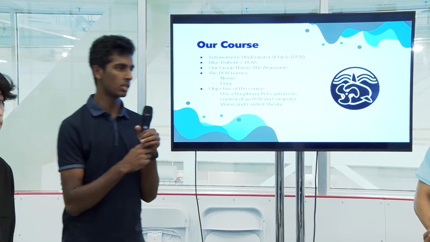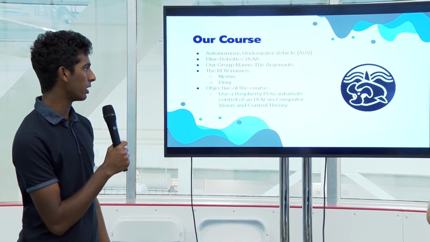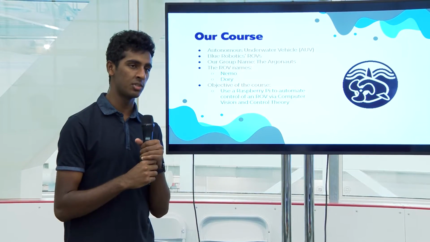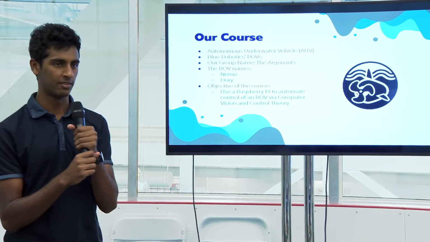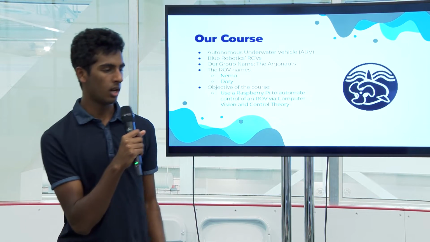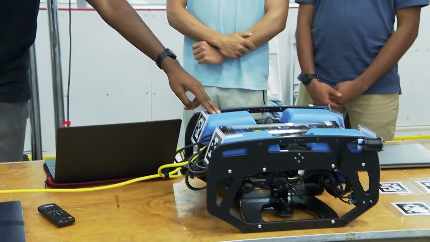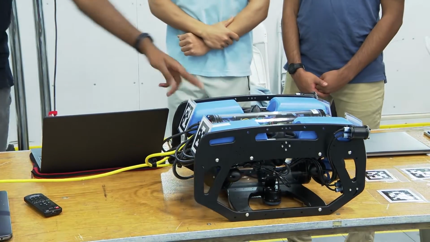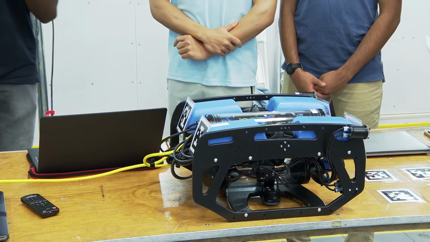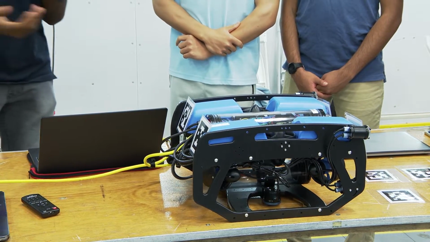Okay, so now I want to talk a little bit about our course and what we went through. We're the Argonauts, and our ROVs, we love our ROVs. They're Nemo and Dory. They're very dear to us. The objective of this course was to eventually, these are all ROVs right here. ROV stands for Remote Operated Vehicle, which means you can use an Xbox controller to control this thing, make it move forward, backwards, up, sideways, and do all sorts of tricks.